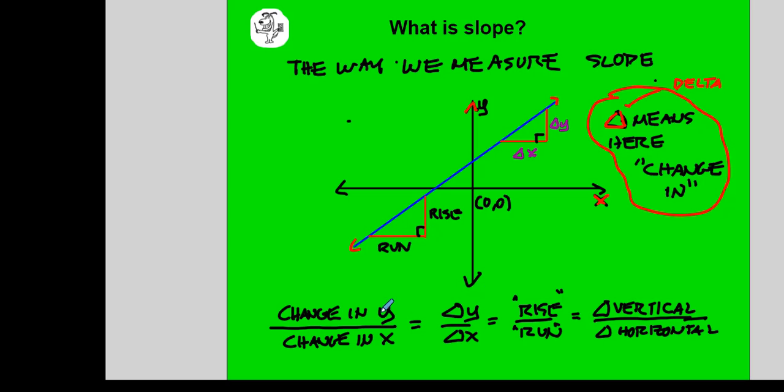As I've stated down here, slope is the change in y over change in x, which we can abbreviate with delta y over delta x. It's also often referred to as the rise to run. It's the delta vertical, which could also be called the change in vertical over the change in horizontal. So again, delta means change in. So this line should have a positive slope.